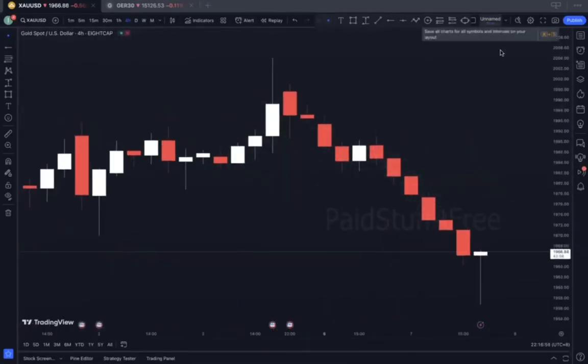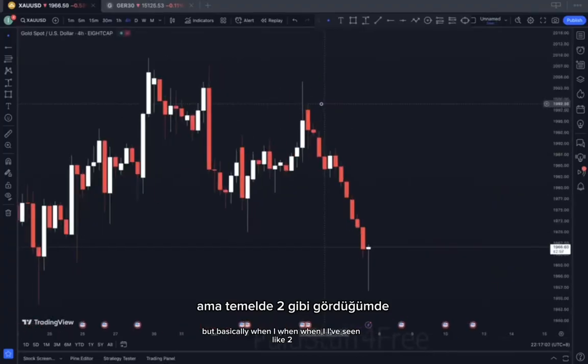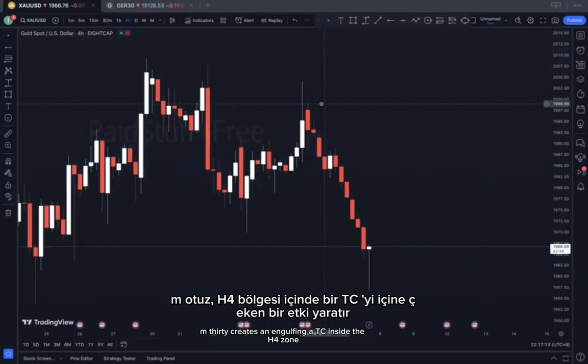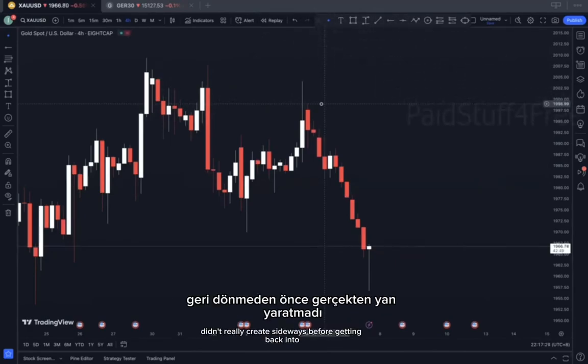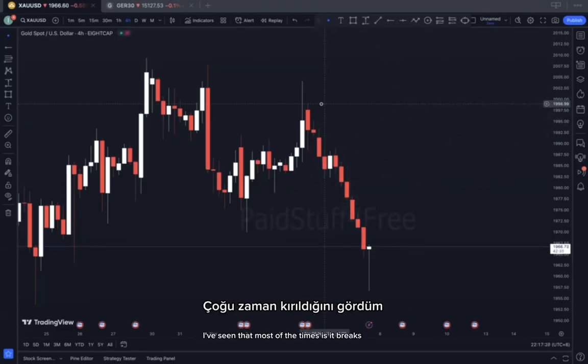My first question is, I don't know if I can articulate it well, but I've seen two different things. Let's say H4 creates an engulfing, and then M30 creates an engulfing, a TC, inside the H4 zone. Let's say the price didn't really fly or create sideways before getting back to the entry. Let's say the next candle gets back to the entry. I've seen that most of the time it breaks. Most of the time it breaks.